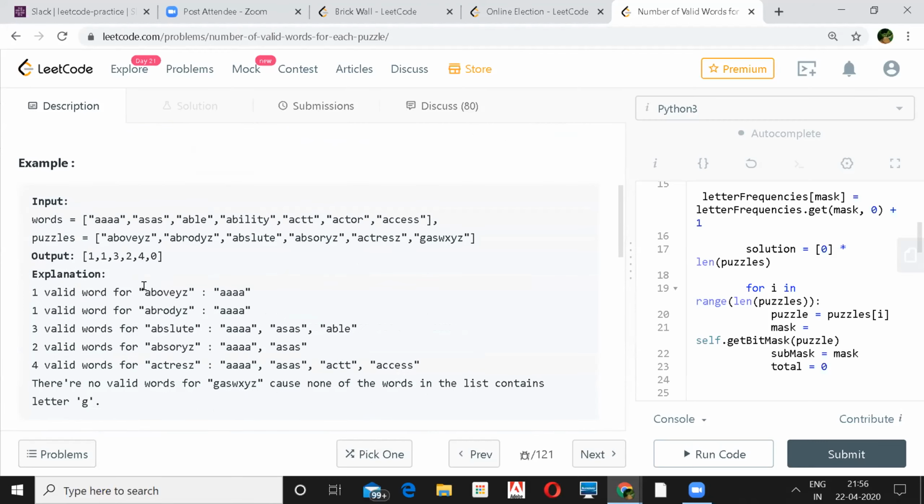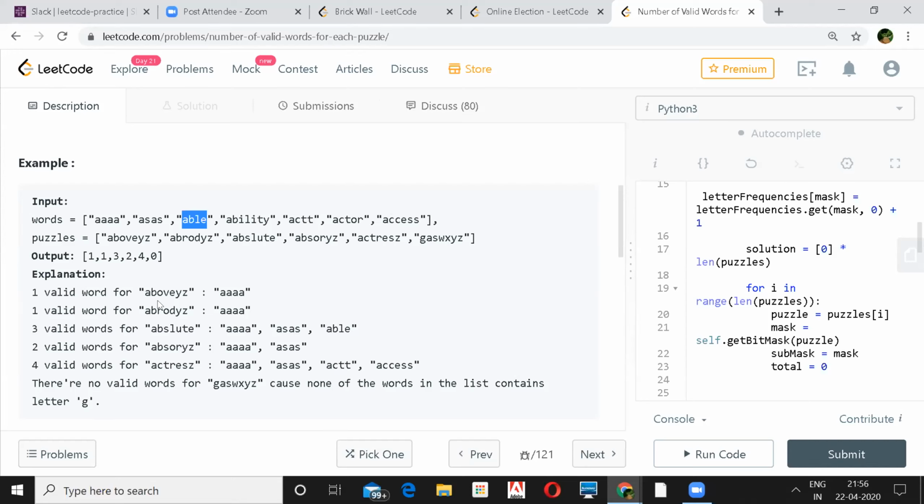So if you see here, corresponding to this word, only this one is satisfying. The first letter of the puzzle is A, and it is present in this word. So for this, we have only one word. If you go for this, A is present, but here S is there, which is not present in the puzzle, so that's why they are not taken. Same goes for B. L is not present here. Again, L is not present. T is not present. Actor, again, T is not present. And axis, C is not present.